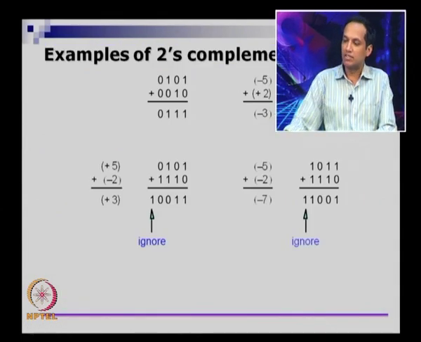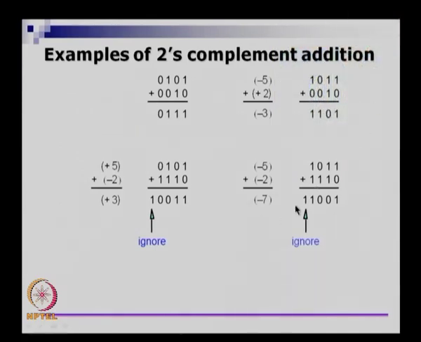Let us see more examples here, there are several examples. So, let us look at plus 5 and plus 2. Plus 5 is 0101, plus 2 is 0010. I add these together, it is plus 7. So, that is straightforward.